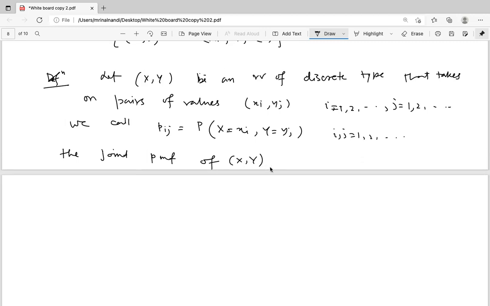So this lecture goes up to this. Then in the next lecture we continue with continuous random vectors and some examples. This is for discrete.